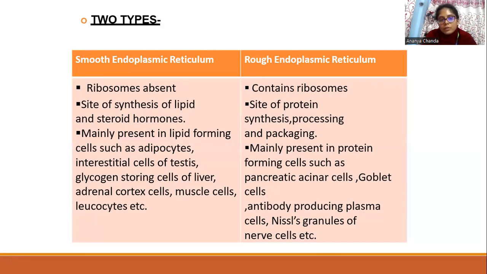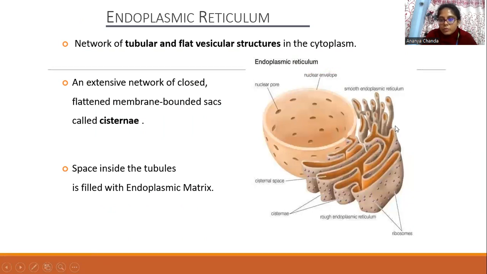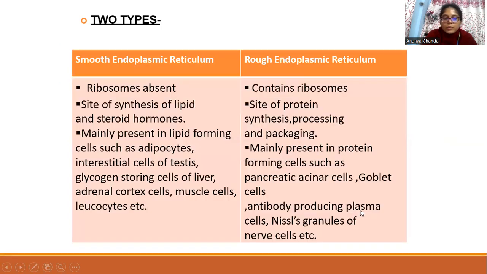So there are two types of endoplasmic reticulum, smooth and rough. In the diagram, we first see that in the smooth endoplasmic reticulum there are no ribosomes. And the rough endoplasmic reticulum contains what? Ribosomes. So the first difference is that the smooth endoplasmic reticulum does not have ribosomes and the rough endoplasmic reticulum has ribosomes. The smooth endoplasmic reticulum helps in the synthesis of the steroid hormones and lipids, and the rough endoplasmic reticulum helps in the formation of proteins.